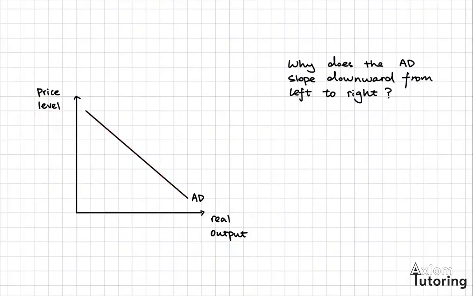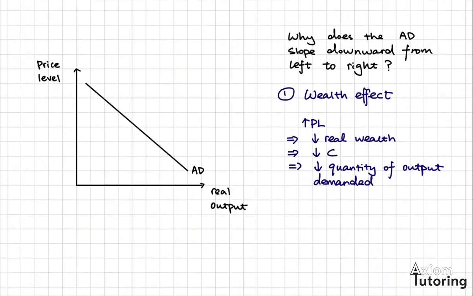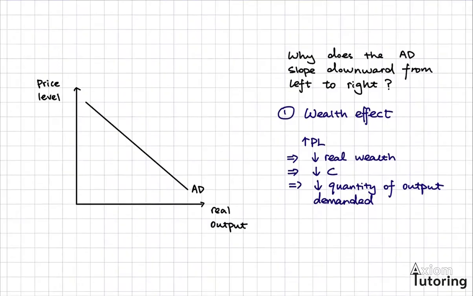And there are three main reasons for this: the wealth effect, the savings and interest rate effect, and the international trade effect. Now, let's begin with the wealth effect. Imagine that a household has 10,000 pounds in savings. Suppose the general price level increases significantly and the household still has 10,000 pounds, but that money can now purchase fewer goods and services. The nominal value of this saving has not changed, but their real purchasing power has fallen.